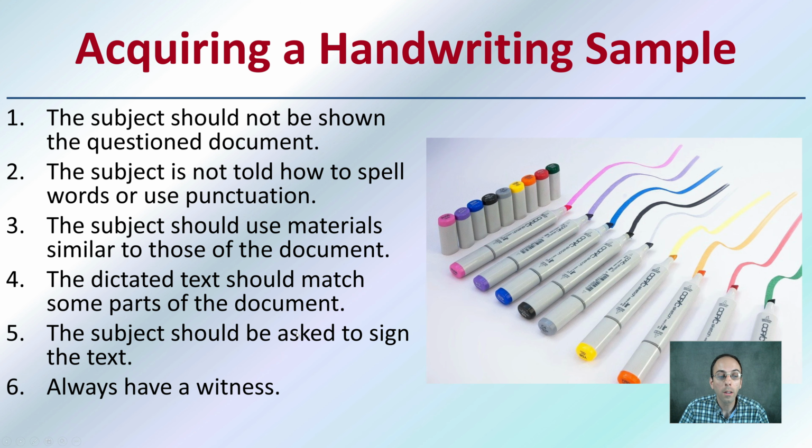This is just the 6 major steps there. Again, don't show them the document. They should not be told how to spell words. They should use materials similar to those on the document. The text should be dictated to them. They should be asked to sign the document and always have a witness.